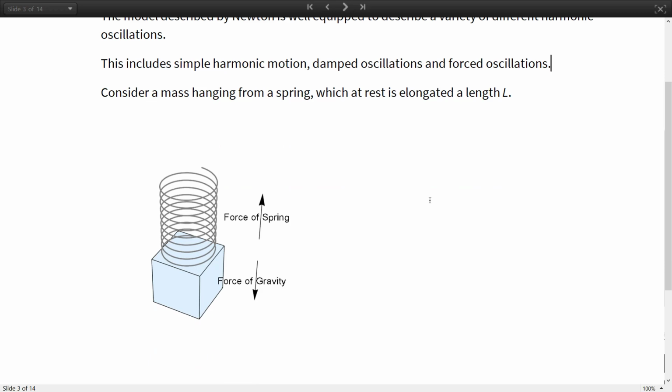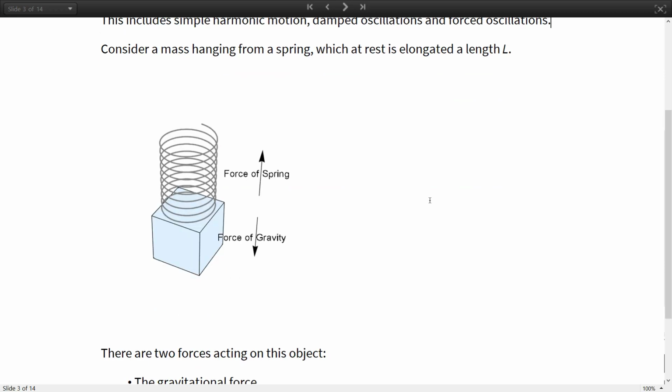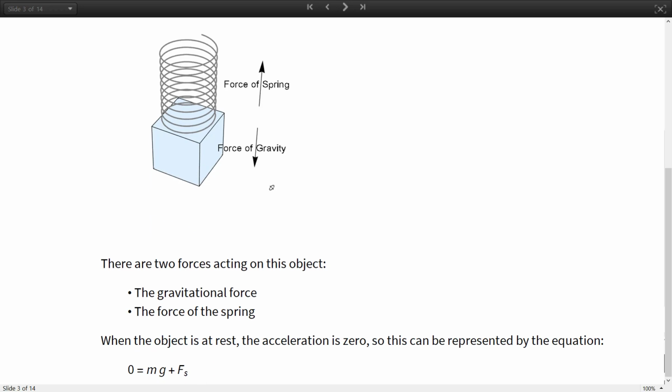Consider the model of a mass hanging from a spring. When the mass is at rest and attached to the spring, the spring is lengthened by a length L relative to when the mass is not attached to the spring. In this situation, there are two forces acting on the mass. One is the gravitational force, pulling the object down, while the other is the force of the spring holding the object up. When the object is at rest, the acceleration of the mass is zero, so the sum of the forces must be zero. This is represented by an equation here. The mg term represents the force of gravity, while the F sub s term represents the force of the spring.